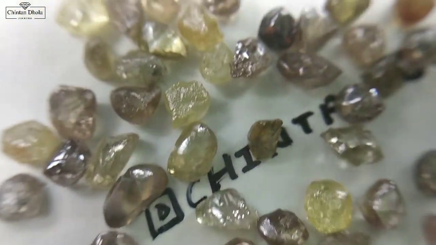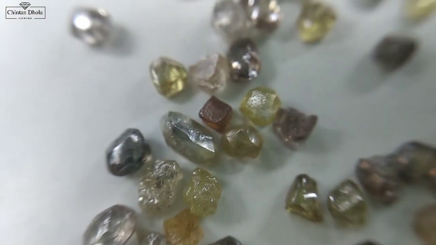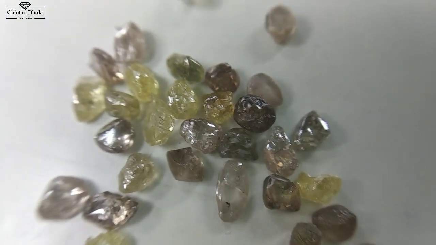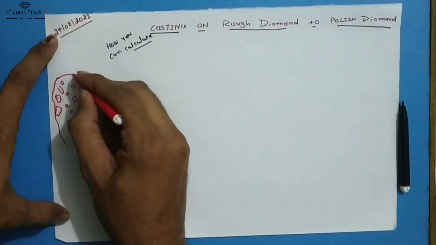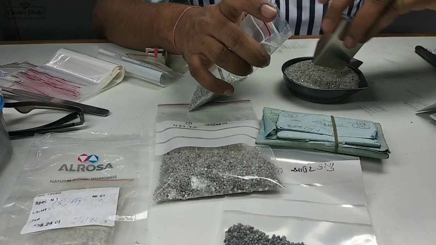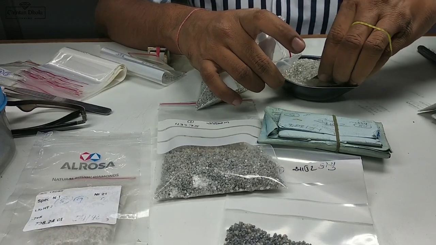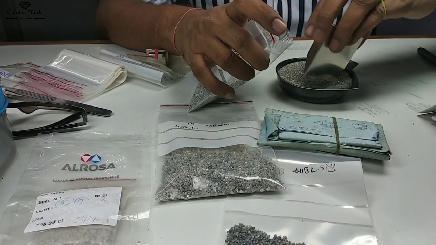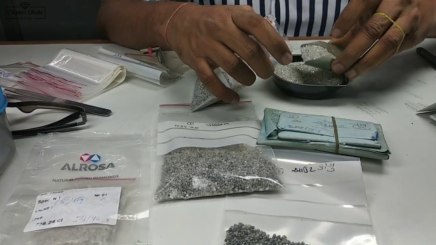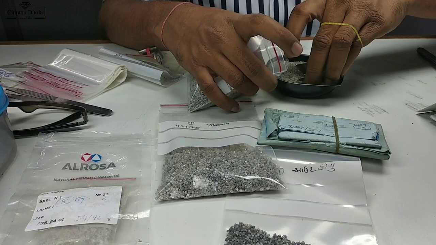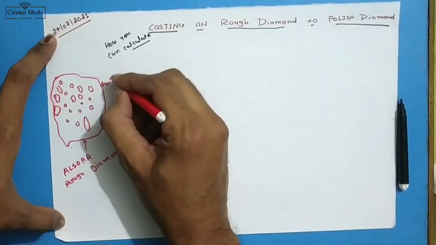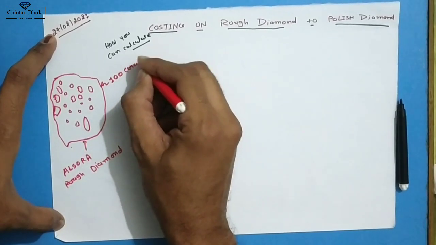For example, here I will show you, and you can also see from our rough there are different types of rough diamonds over there. This is one packet of Alrosa rough diamond. Here we can take one example, Alrosa rough diamond. In this video we have 200 carat of that particular rough diamond, but here we take one example, a 100 carat packet.